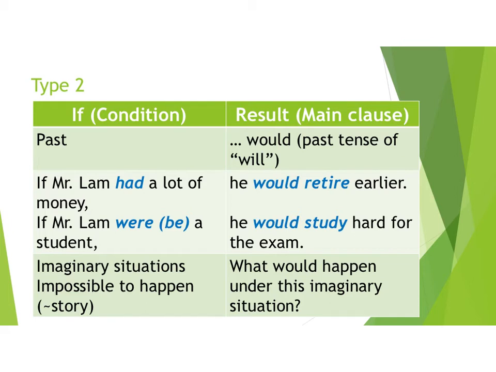For example, if Mr. Lam had a lot of money, he would retire earlier. If Mr. Lam were a student, he would study hard for the exam. In these two cases, you can see that we are using past tense in the if clause this time. And in the main clause, we are using the past tense of will, so would.